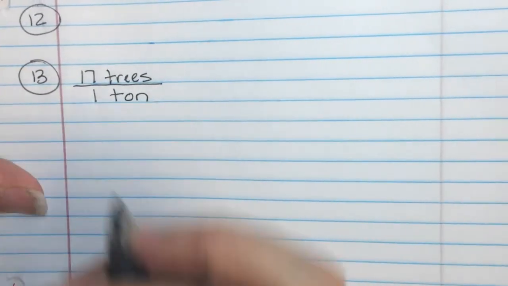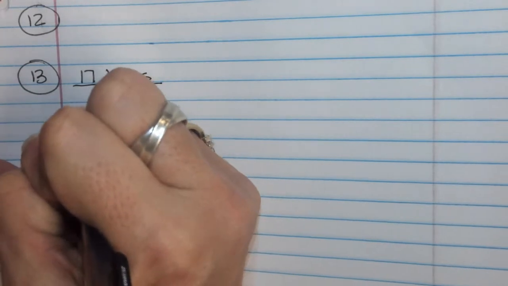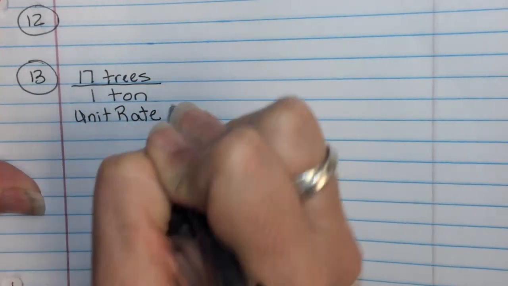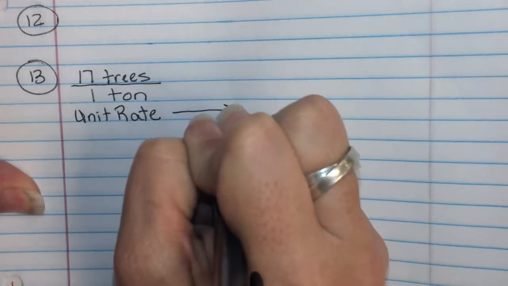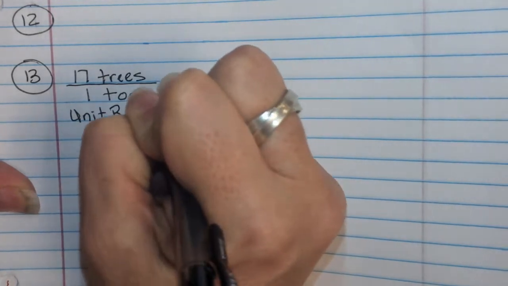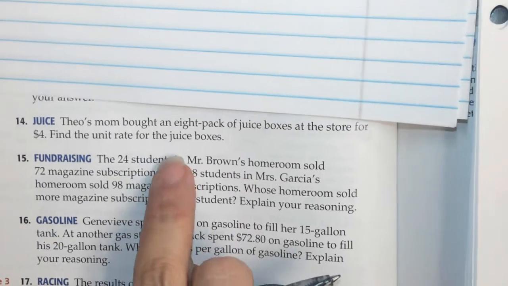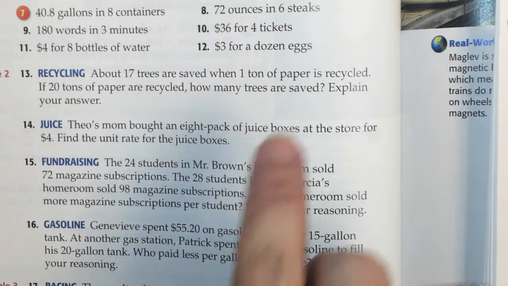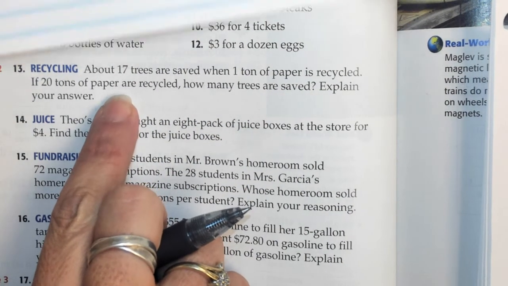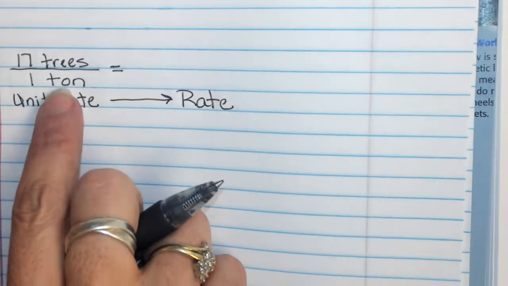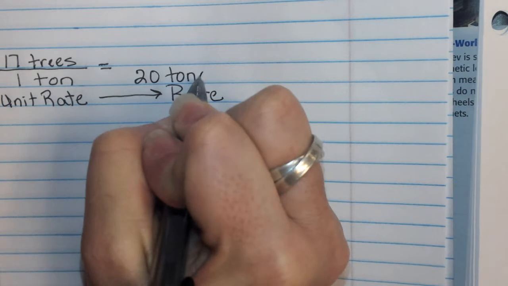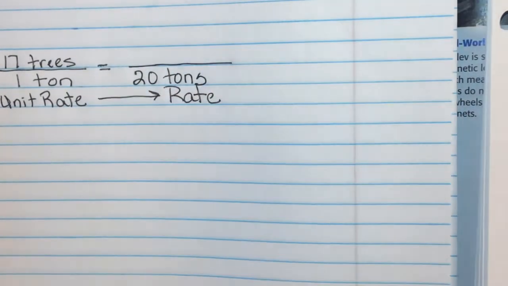Guys, all it is this one, they're going from a unit rate, because it's how much is 1, and they're wanting us to change it to a rate. And the reason is this sentence. It says, if 20 tons of paper. 20 tons. So if it's not 1 ton, they want us to change it to 20 tons. How many trees are saved?